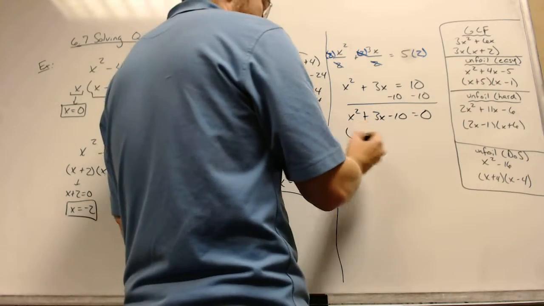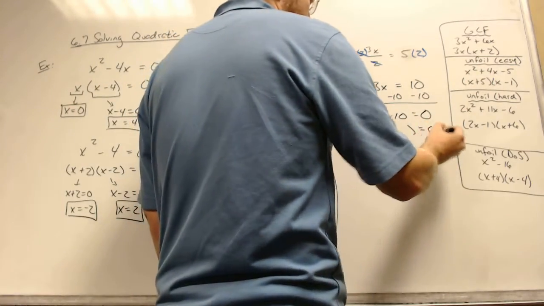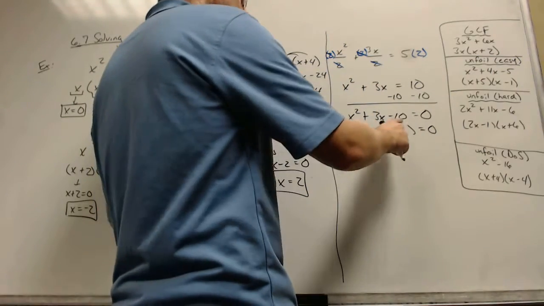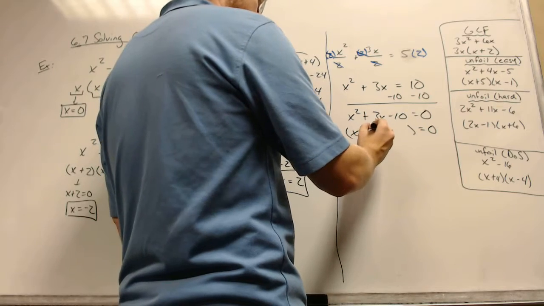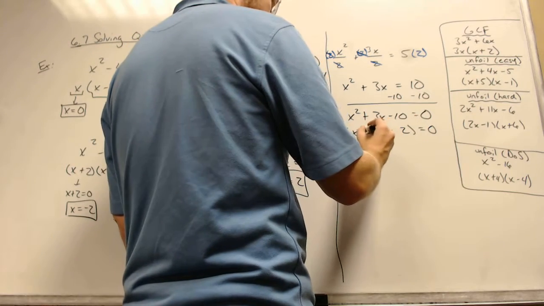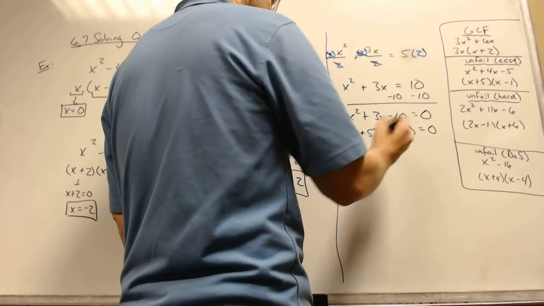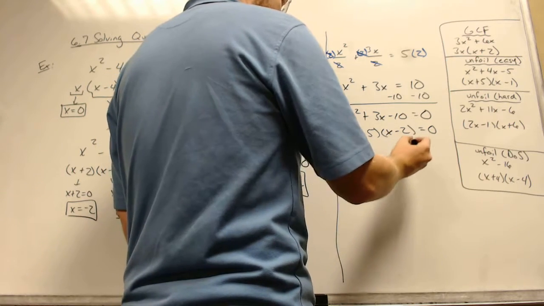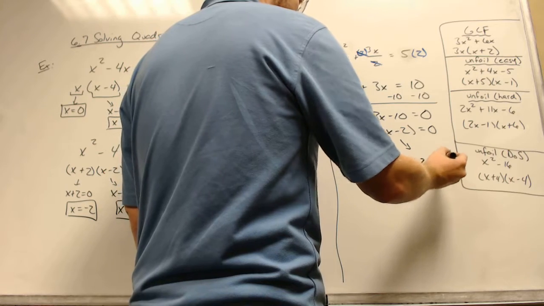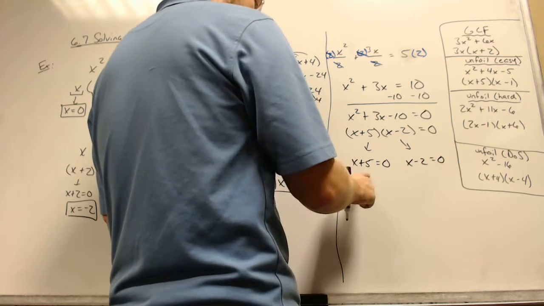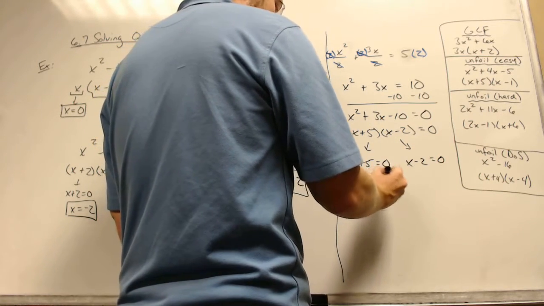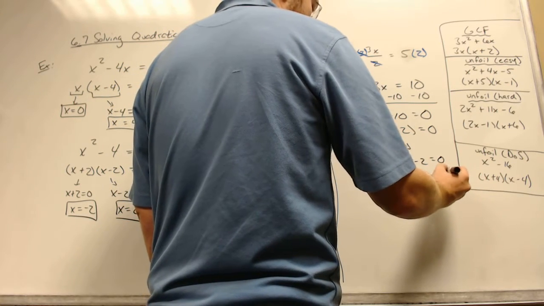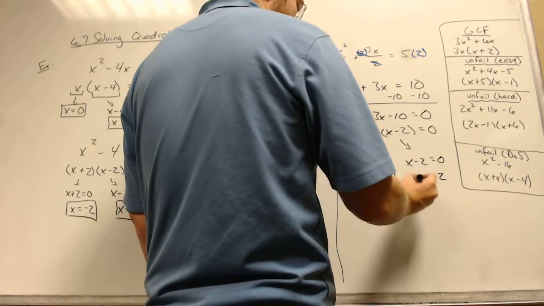And now we're game time to factor. This gets unfoiled. Multiplies to 10, adds to 3, that looks like a 5 and a 2. Plus 5, minus 2. Separate. Add a negative 5 to both sides. Add a positive 2 to both sides. And we have our 2 solutions.